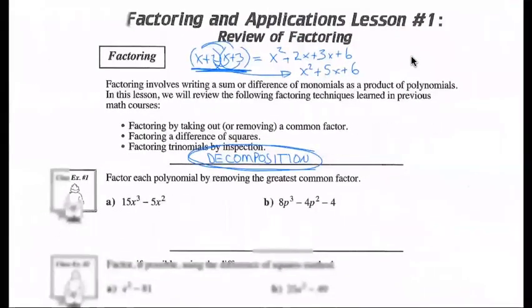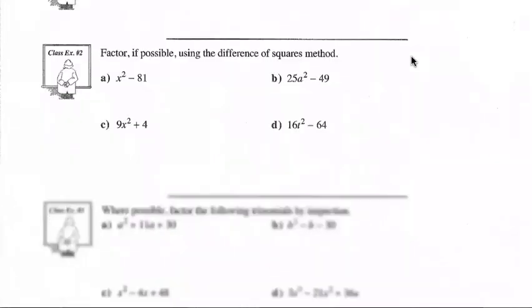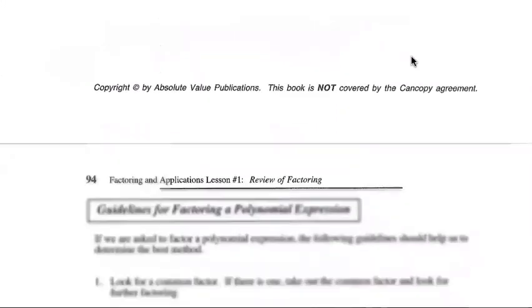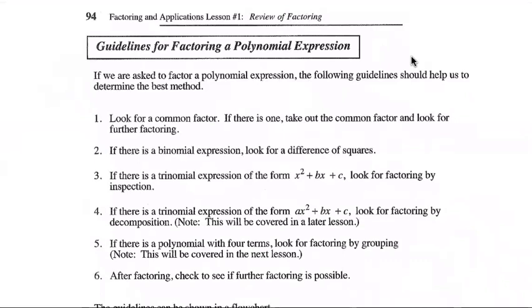Okay, so let's bypass these examples for a quick second and go on to the second page of the lesson. Guidelines for factoring a polynomial expression. Okay. 1, look for a common factor. See, I'm not the only one that says this. This is the first step. Look for a common factor. If there's a common factor, you have to take it out.